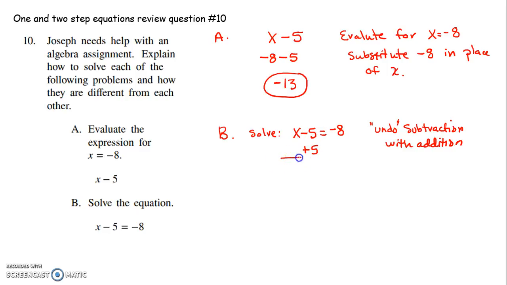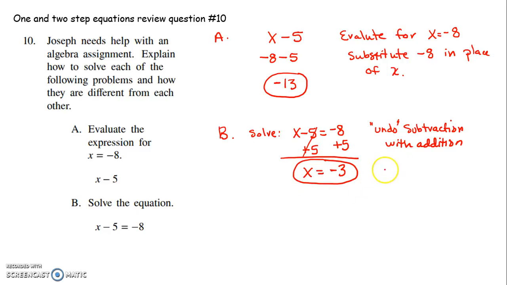Negative 5 plus 5 on the left side of the equal sign. Whatever I do to the left side of an equal sign, I must also do to the right side of an equal sign. So that equality remains. Negative 5 plus 5. Oh, yay, those zero out. And I get x equals negative 8 plus 5. Signs are different. I find the difference. 8 minus 5 is 3. What do I have more of? I have 8 negatives, only 5 positives. That means my answer would be x equals negative 3.